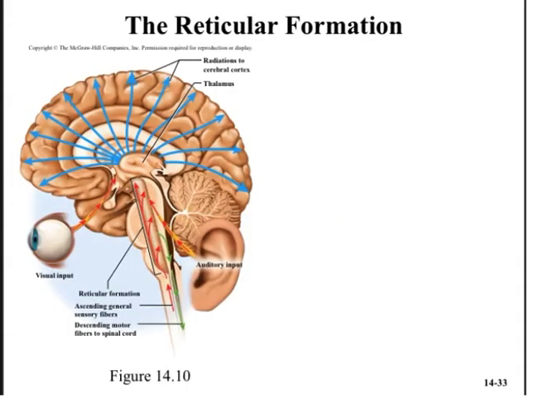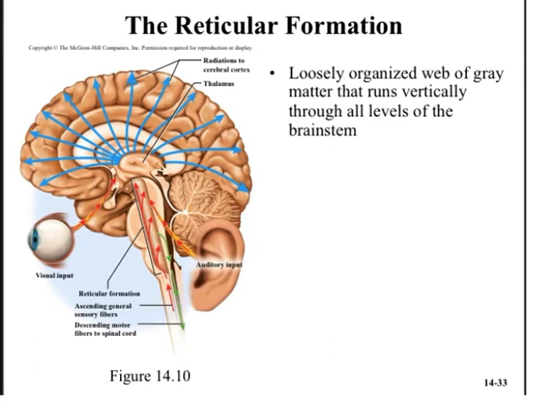All right, let's talk a little bit about the reticular formation. It's a loosely organized web of gray matter that runs vertically through all levels of the brainstem. Remember, we talked about the fact that we were going to get a closer look at the reticular formation earlier. Here it is. See this sort of cylinder of gray matter that is posterior to this bulge in the pons and anterior to the corpora quadrigemina and the tectum and so forth.